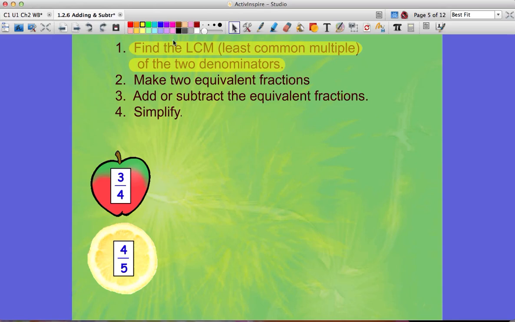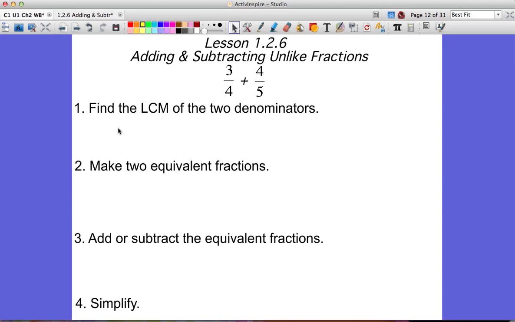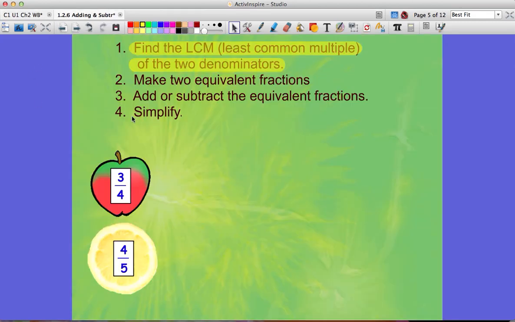Right, so your different steps for being able to add unlike fractions, and don't forget these are all written right here. So I've written out the steps for you, and all I want you to do is show the work for each step underneath. So the first thing you have to do is find the LCM of the two denominators.